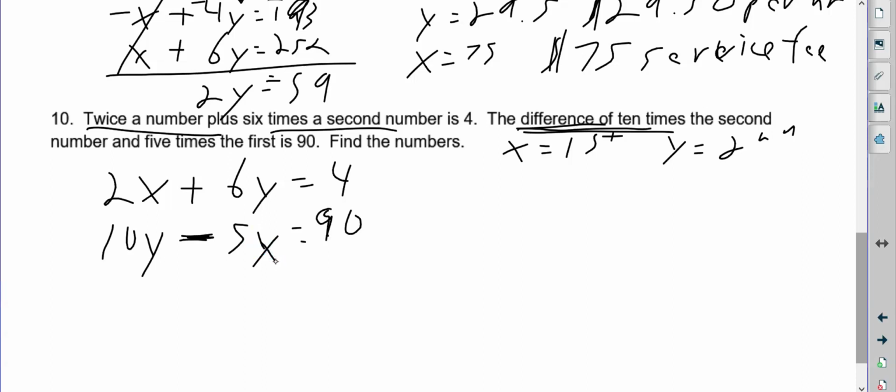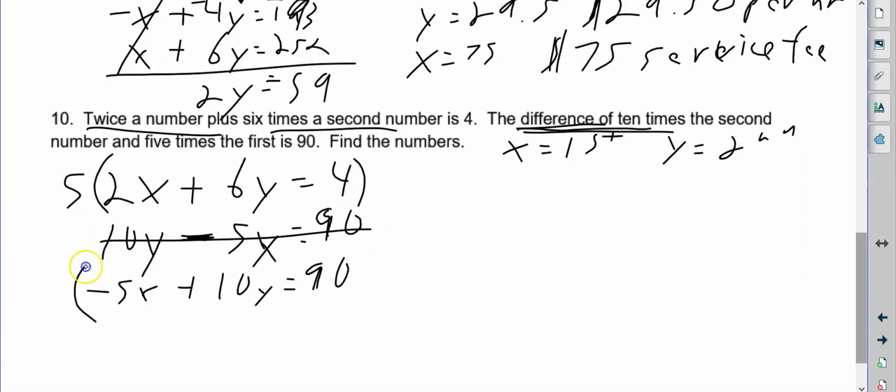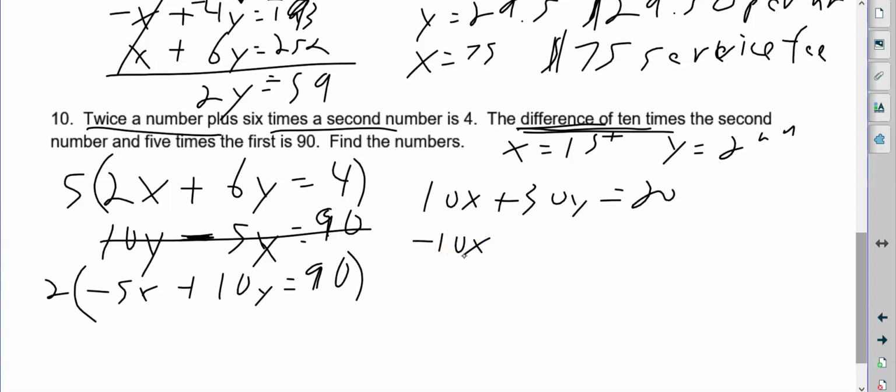Okay. So, whoops. Now, first thing I'm going to do is I'm going to rewrite this in order. Line these up. Okay. Now, I need to figure out what I'm going to multiply by to get them to cancel. So I have 2 and negative 5 and 6 and 10. I'm going to multiply this by 5 and this by 2 and cancel with 10 and negative 10. So 5 times 2 is 10x. 5 times 6 is 30y, and 5 times 4 is 20. And 2 times negative 5, 2 times 10, and 2 times 90.